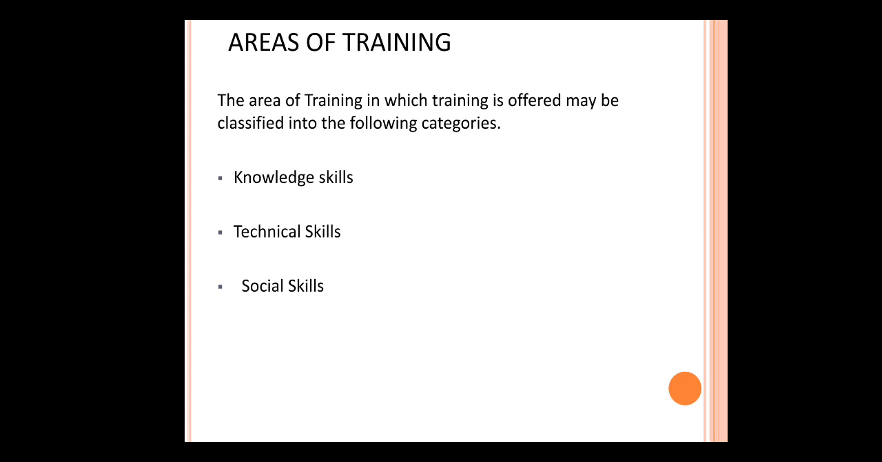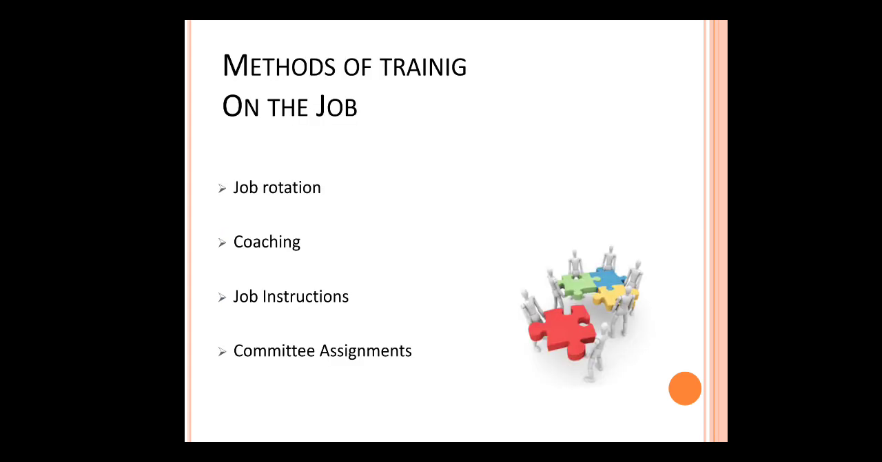Now coming towards the methods of training. As we have already studied above, in the phases of systematic approach to training, the selection of the appropriate training method. The training method can be divided into two parts, that is on the job method and off the job method. First, we will be studying about on the job methods. The on the job method is provided when the workers are taught relevant knowledge, skill, and abilities at the actual workplace.